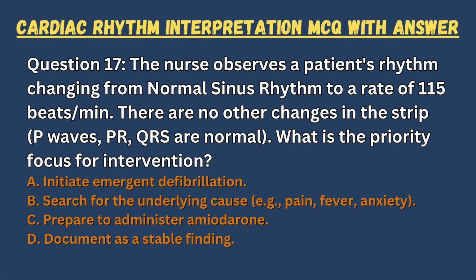Question 17. The nurse observes a patient's rhythm changing from normal sinus rhythm to a rate of 115 beats per minute. There are no other changes in the strip. P waves, PR, QRS are normal. What is the priority focus for intervention? A. Initiate emergent defibrillation. B. Search for the underlying cause, for example pain, fever, anxiety. C. Prepare to administer amiodarone. D. Document as a stable finding.